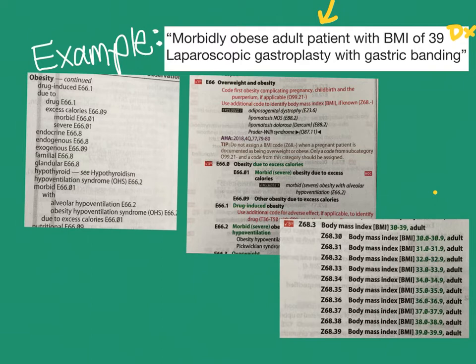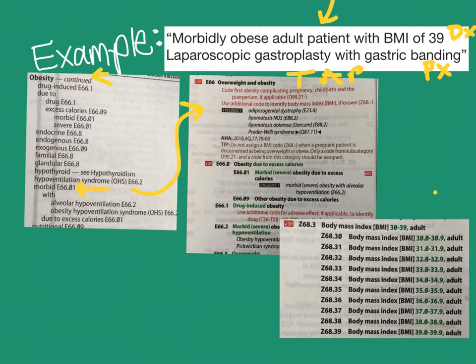Laparoscopic gastroplasty with gastric banding, our procedural statement. So let's figure out this diagnosis statement first. We will begin in the index with the main term of obesity. Scrolling through the subterms, we find morbid, which is applicable. So this will lead us to code E66.01, and as usual, we will check this out in the tabular list.